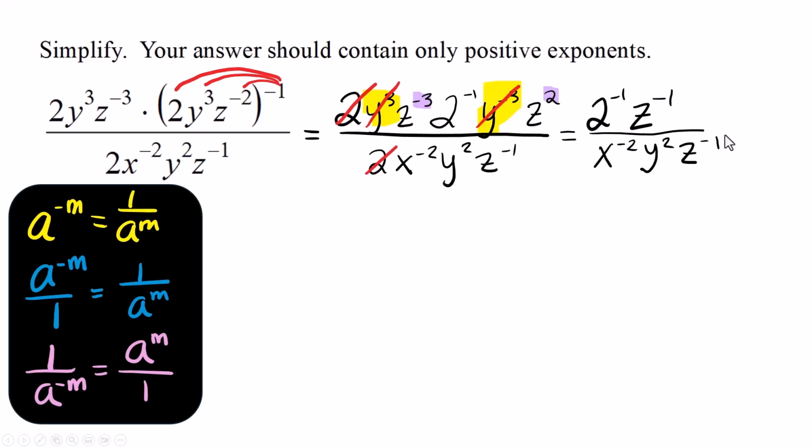Before I do anything else, look, z to the negative 1 and z to the negative 1. Yeah, you can do some more work with that, but you could realize that if you have the exact same thing on top and bottom, they cancel each other out too. What are we left with? We have 2 to the negative 1 on top, x to the negative 2, y squared on the bottom.